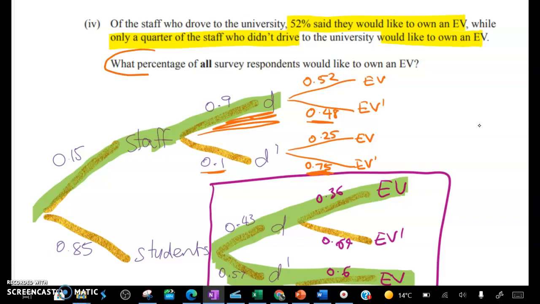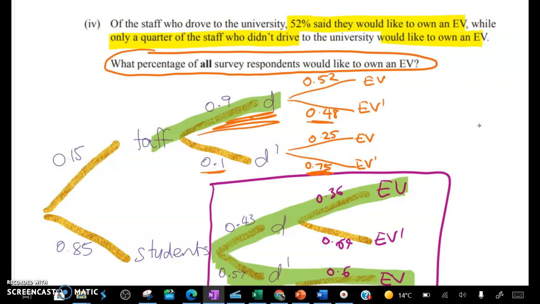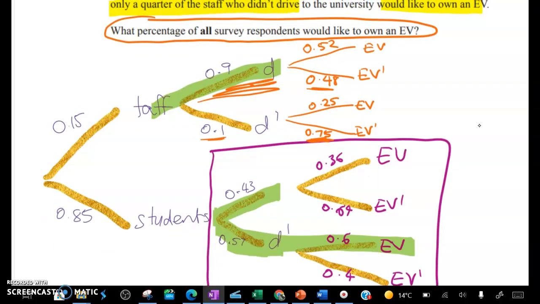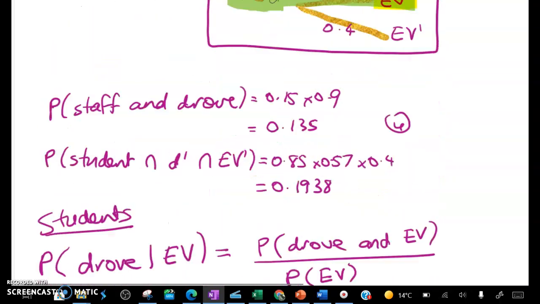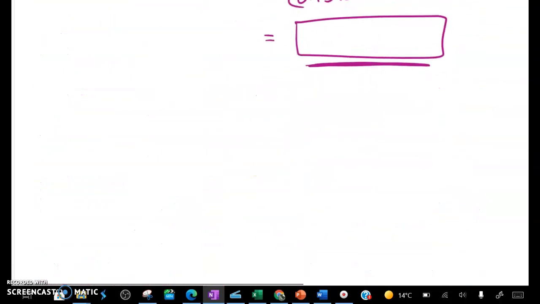Now, finally, we just have to answer what percentage of all the survey respondents would like to own an EV. So to do this, we just have to quite systematically work through that tree and figure out all the bits that are there. Right now, the drums have just started up downstairs from me, so I'm going to make this fast. So let's just highlight which ones they are. So who wants to own an EV? Well, there's going to be 4 groups, right? We're going to have the staff who drove. We're going to have the staff who didn't drive who'd like one, the students who drove, and then the students who didn't drive who'd like one. So we need to add up those 4 probabilities. So we just want to make sure we list them out carefully.